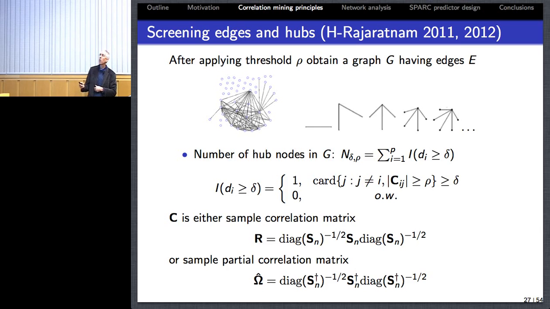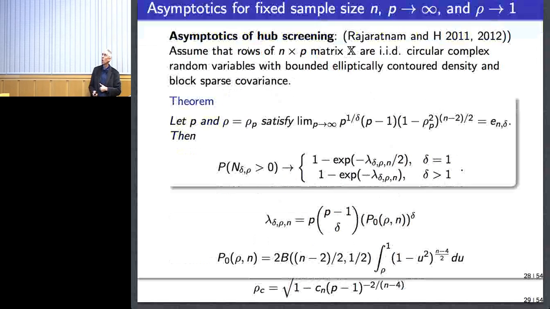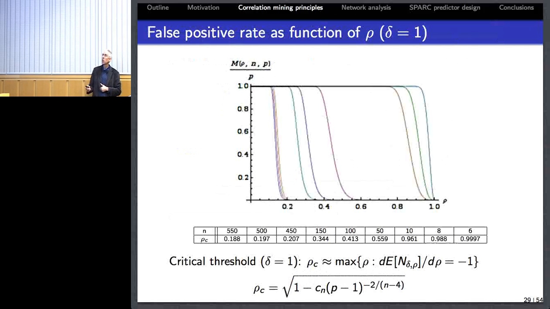And hub screening of order 1 is simply looking for connectivity, right? Being a vertex with at least one edge is the same as being a vertex that's connected. So one can formulate the problem of hub screening through a theorem. I'm not going to dwell on this theorem at all. I'm just going to point out that using this theorem, you can theoretically define where these phase transition thresholds occur for various numbers of samples.